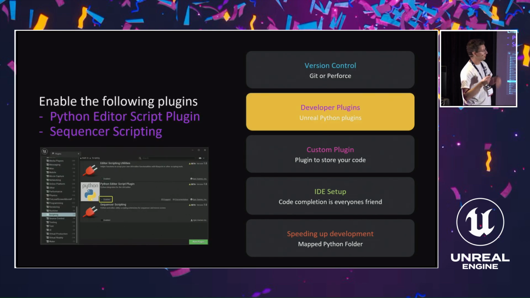So once you have chosen your source control of some sort, it's time to enable Python in Unreal. This is really simple. You go to your plugins, you just enable the Python scripting editor plugin. While you're there, also enable the sequencer scripting. The reason why I say do both is because most likely you'll forget one and then you'll be like me and spend half an hour to an hour pulling your hair out, wondering why can I not interact with sequencer? What in the world's going on?